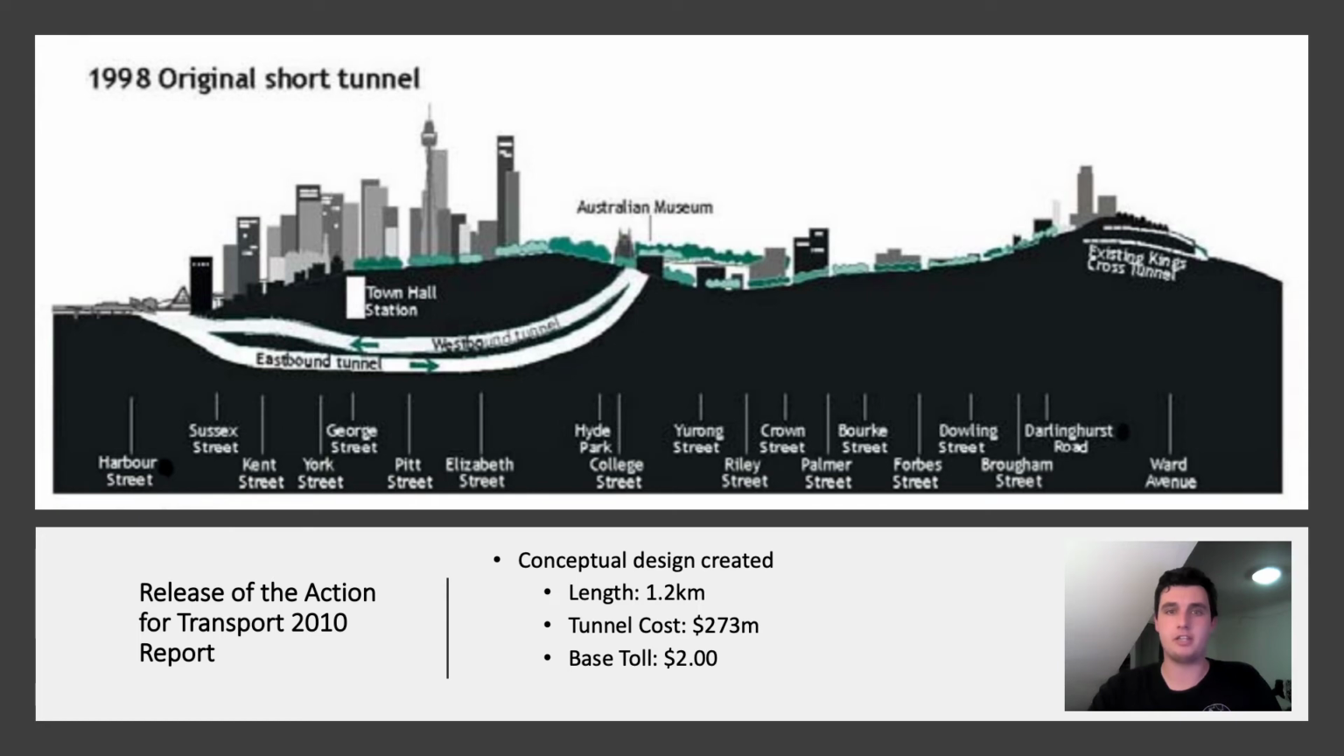In 1998, the New South Wales State Government released the Action for Transport 2010 report, an ambitious transport plan that was designed to solve all of Sydney's significant transport problems. Following the release of this report, the Road and Traffic Authority started preparations of a conceptual design for the Cross-City Tunnel. Initially, the Cross-City Tunnel was designed to be 1.2 kilometres long and run between College and Harbour Street, as seen in the following figure.